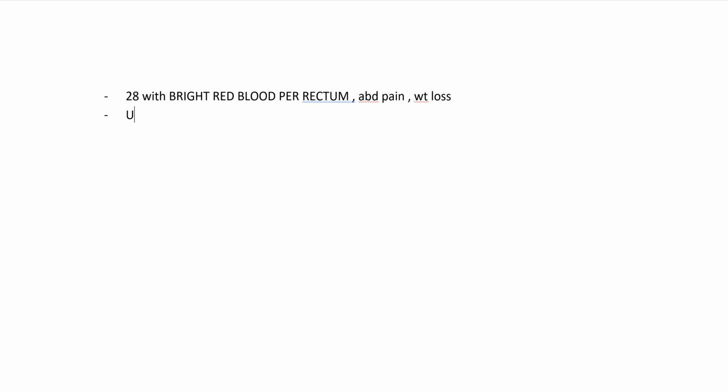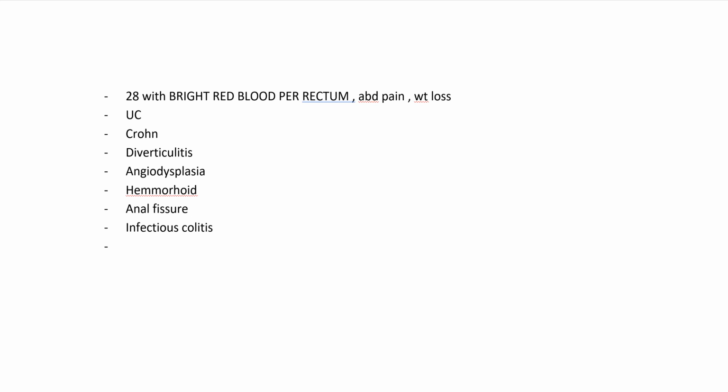Yeah, it could be ulcerative colitis, could be Crohn, it could be diverticulitis, could be angiodysplasia. What else? It could be hemorrhoid, could be anal fissure, could be infectious colitis, could be ischemic colitis in a young guy. It's one of the differentials. Colonic polyp, not necessarily just bright red blood. Colonic polyps could be that.